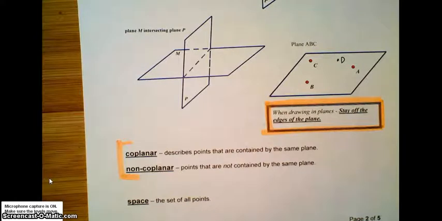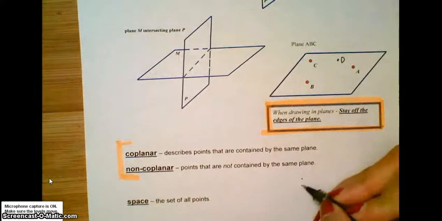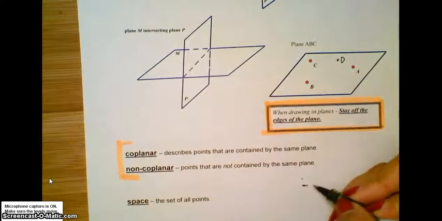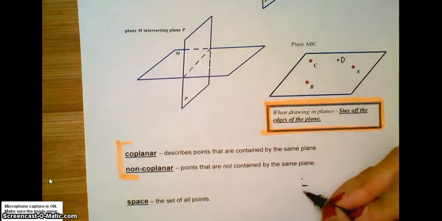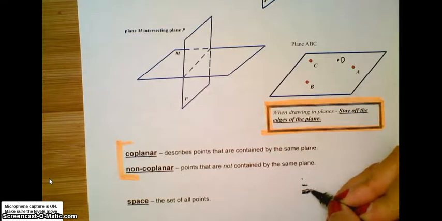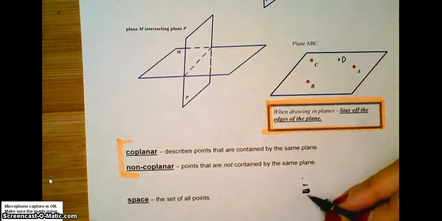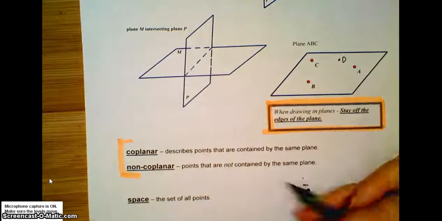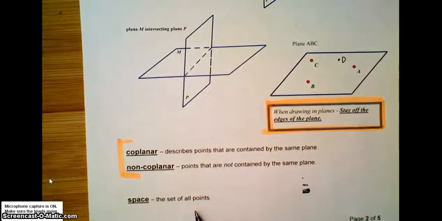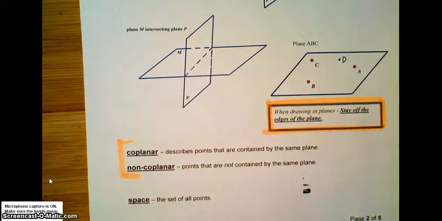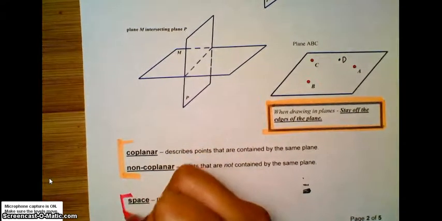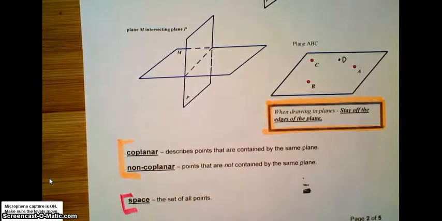And then, of course, as you can see, we started with points. We use points and put them together to make lines. We use lines and put those together to create planes. And now, if I stacked a bunch of planes together, what I end up creating is space, the set of all points. Again, we will go over that. And how many points are in space? Infinite points are in space. So keep that in mind. We're going to move on to page 3.